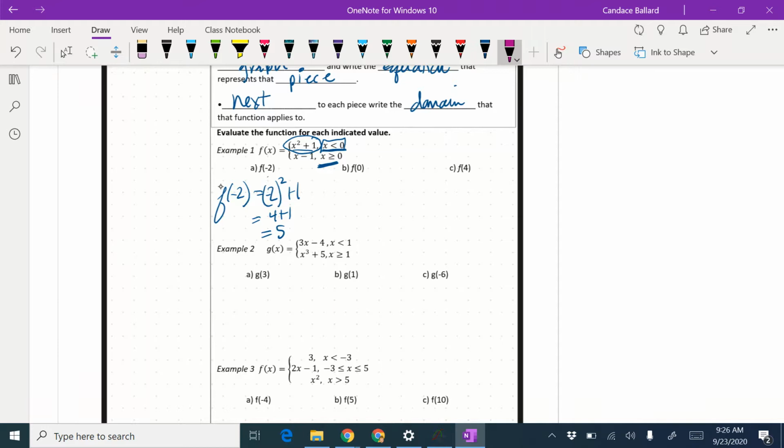Okay, this says that we're plugging 0 in this time. Well, I know that the bottom branch's domain says x is greater than or equal to 0, so I'm going to use the bottom branch. I'm just going to go ahead and plug in, not write it out. So 0 in for the x, minus 1, which is -1.